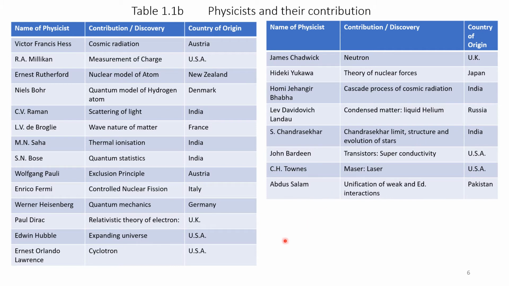Like that so many scientists are there. For example, C.V. Raman gave scattering of light. Please note down all important names of physicists, their contribution and country of origin.